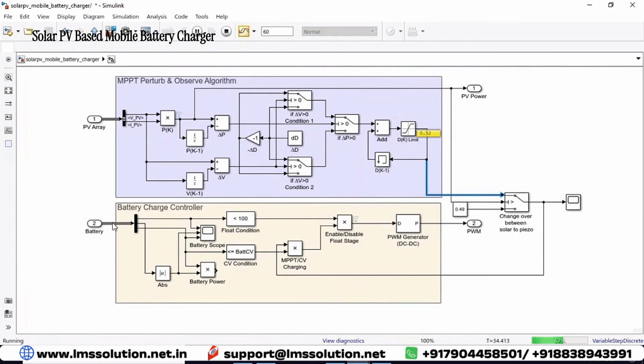Here we are measuring the parameters of the battery, that means the state of charge and the battery maximum charging voltage. Based upon this, if SOC is less than 100 and the battery voltage is less than or equal to the maximum charging voltage, then it allows the PWM signal to the converter to charge the battery.